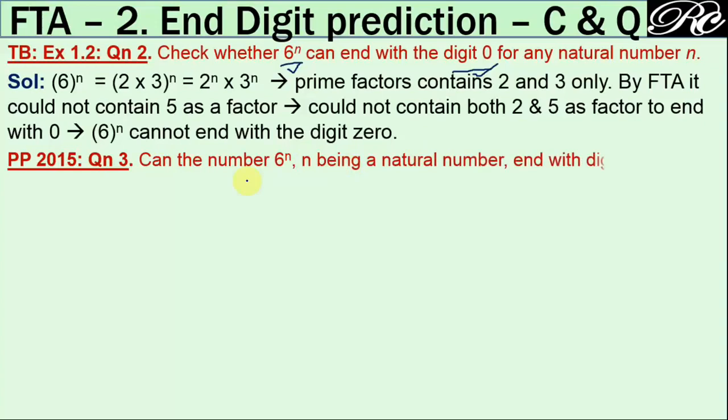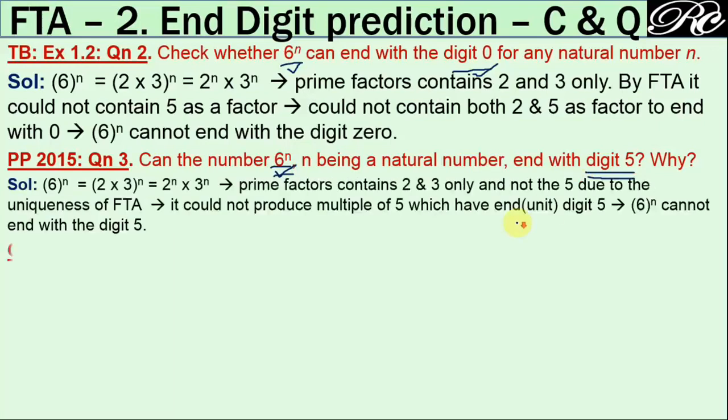Another question: can 6 to the power n end with the digit 5? In the previous question we learned that for a number to end with 5, it must contain the factor 5. But 6 has the factors 2 and 3, it does not have the factor 5, therefore the unit digit can never be 5. So this is again based on the uniqueness in the fundamental theorem of arithmetic.